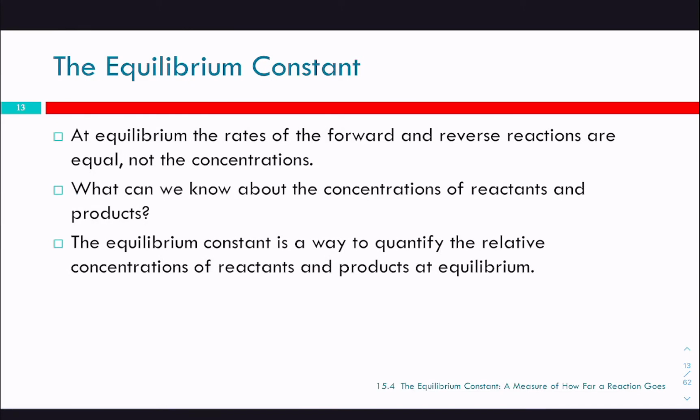So at equilibrium, the rates of the forward and reverse reactions are equal, not the concentrations, as we just covered. So what can we then know about those concentrations? If the concentrations don't change, then they exist in some proportion. We can literally count how many more products there are than reactants, or fewer, and we can use an equilibrium constant, which is a ratio between those equilibrium concentrations, to quantify exactly how much more product we'll have than reactant, or how much more reactant we'll have than product.